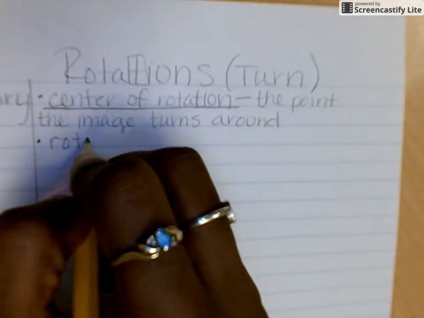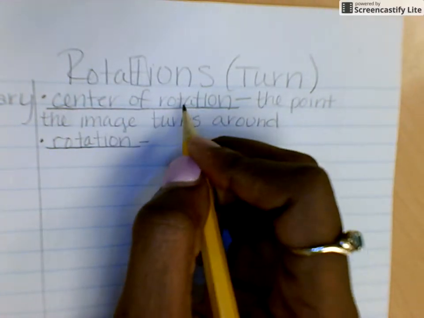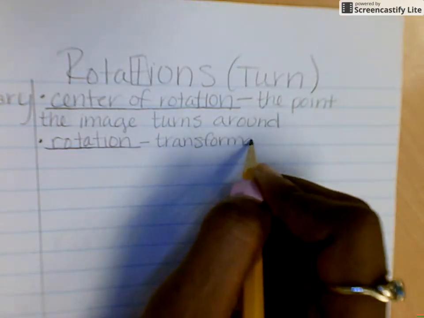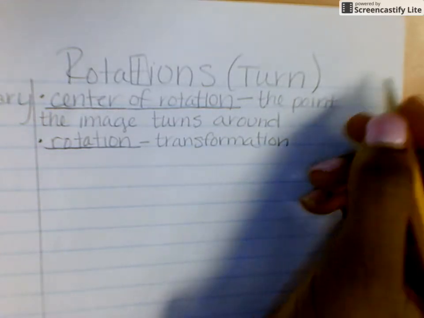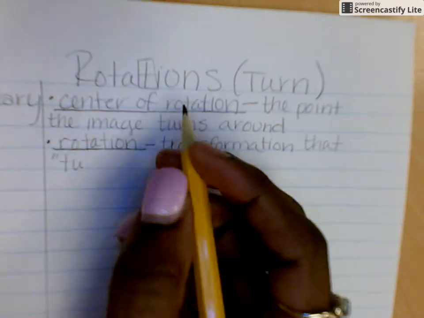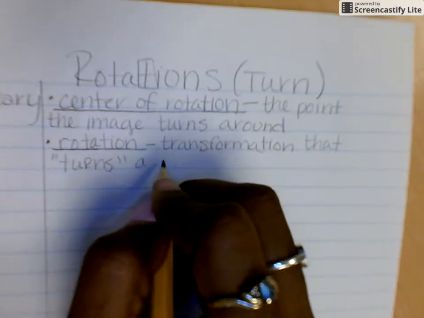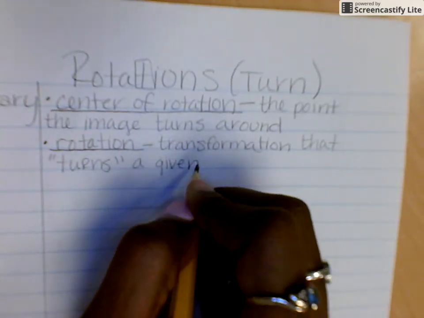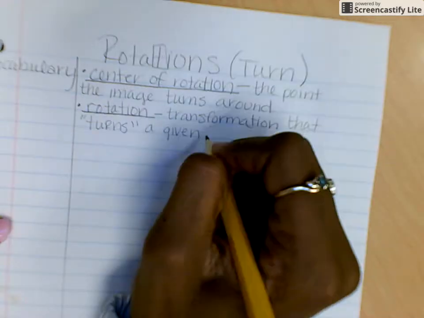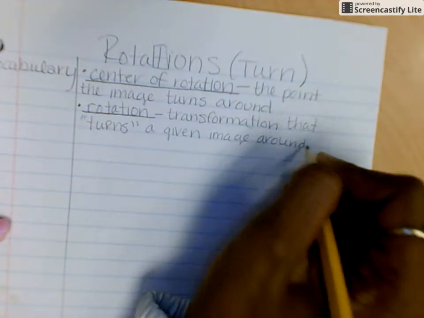Rotation. So again, we need to know what a rotation is. Even though I've already told you, we're still going to add it in our notes. A rotation is a transformation, so it's one type. It's one of those 4 that turns. It turns a given image around a fixed point.